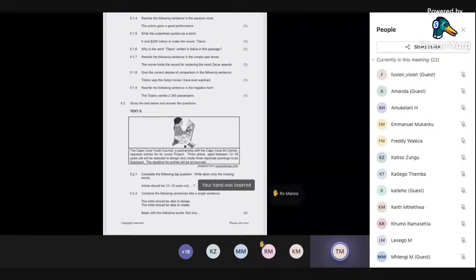Subject, verb, object is active. Object, verb, subject is passive. So, having identified, guys, don't just rewrite the sentence, otherwise you're going to lose marks. Do what I've just done here. Underline, highlight, and write over. So on top of the actors, I have my S for subject. On top of gave, I have the V for verb, and on a good performance, I have an O. Again, gave is also in the past. So these are things that I don't have to just overlook.